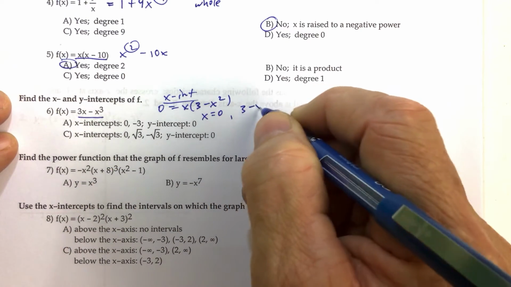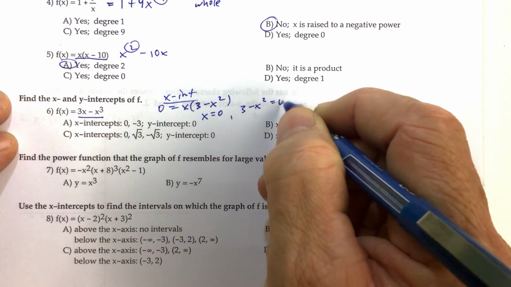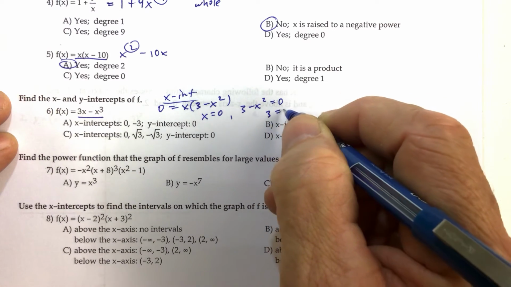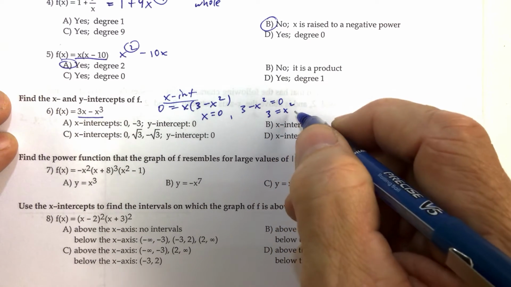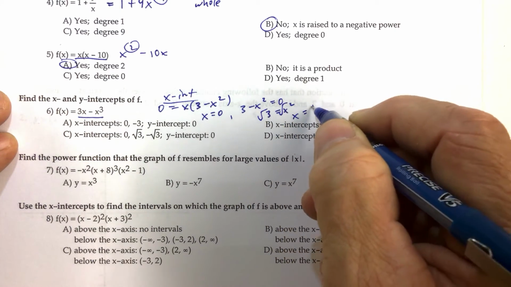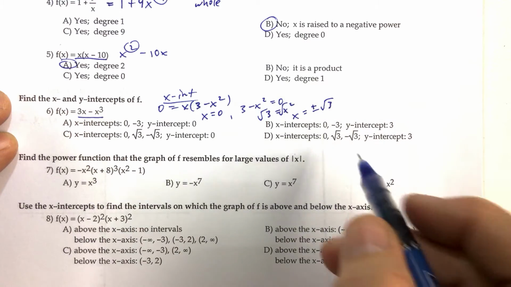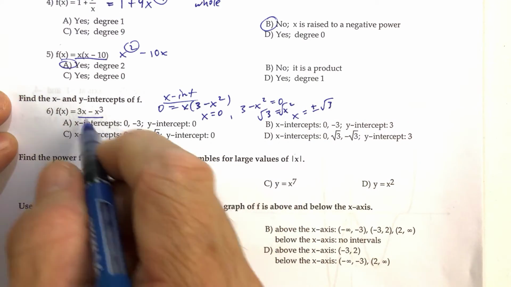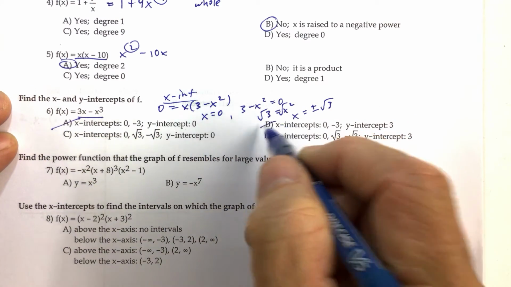But then the other x-intercepts would be when 3 minus x squared is equal to 0. If you add x squared to both sides, you get x squared equals 3. And then by taking the square root of both sides, you get x equals plus or minus the square root of 3. And so we see it can't be a and it can't be b.